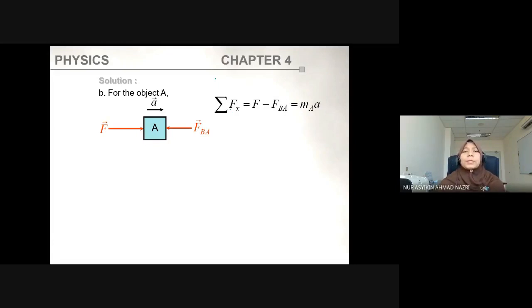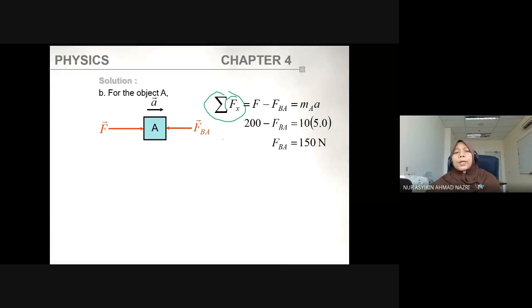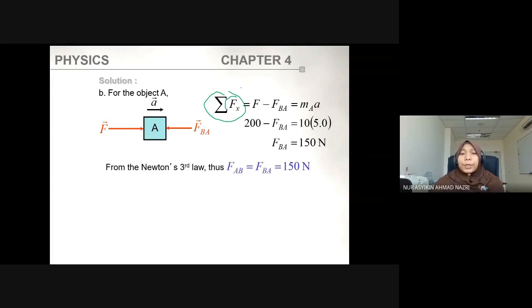So this one is not like before. Just subtract what goes to the left from what goes to the right, equal to Ma, the net force. The net force, not just the force. Alright, so you substitute your value of mass and then you get your F_BA, the force by B acting on A. From Newton's third law, thus F_AB equals F_BA equals 150 Newton for object B.